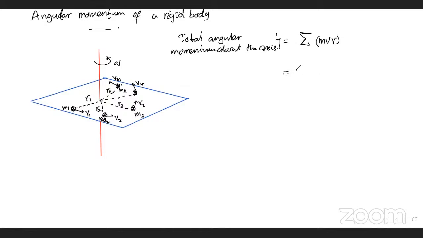So the first particle has angular momentum m1 r1 v1, the second m2 r2 v2, like this, up to mn rn vn. Now we can substitute for V, that is R1 omega.